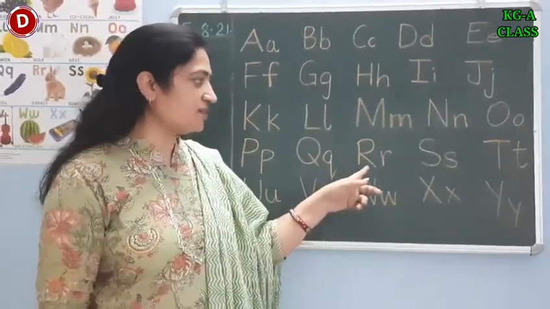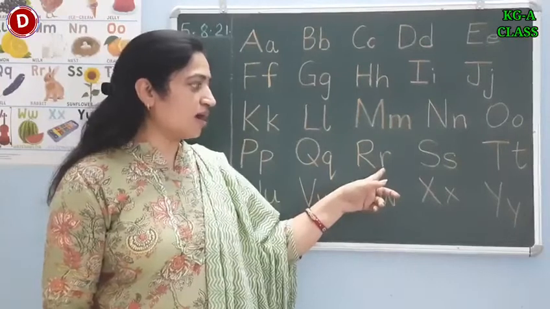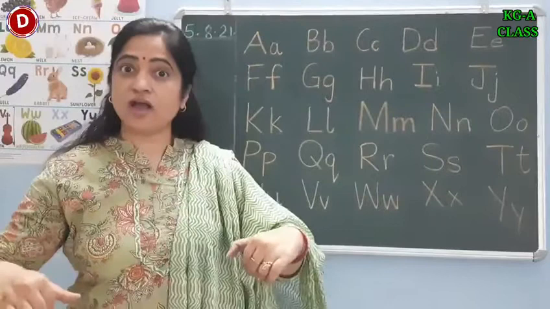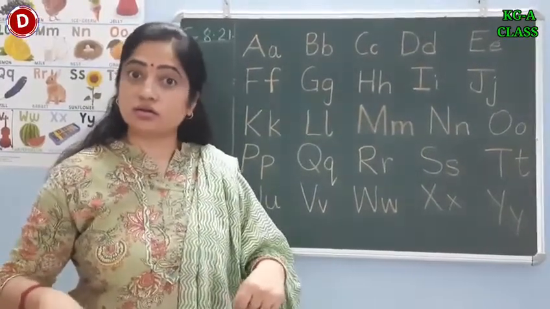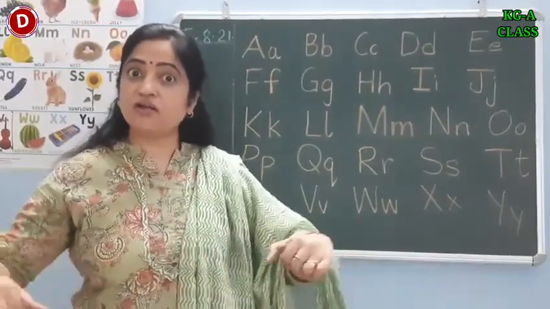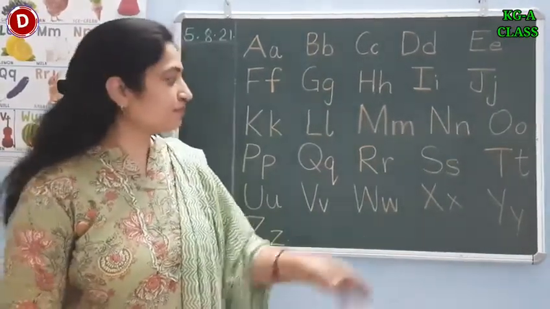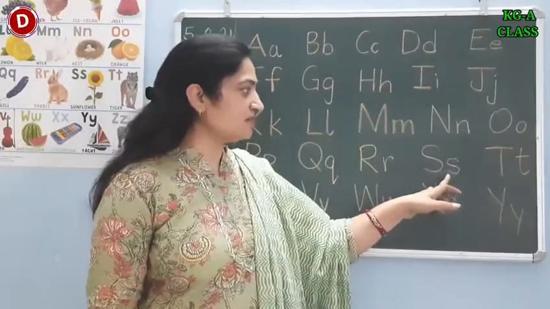Children, this is capital R, small r. R says rrr. See my puppy rip the rag when he pulls so hard. R says rrr. Children, this is capital S and this is small s.